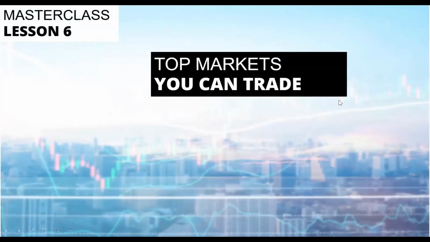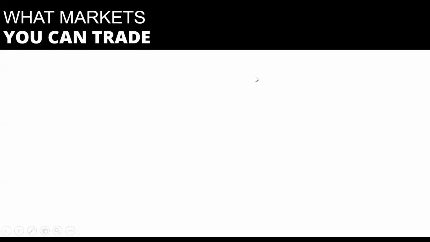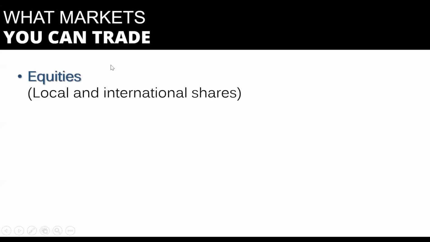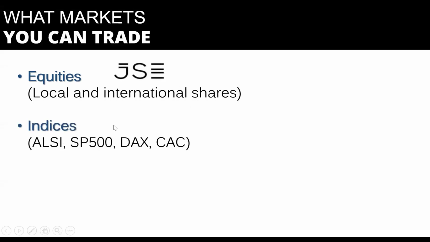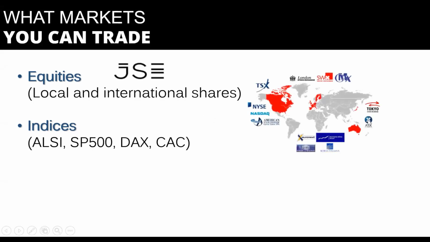Masterclass lesson 6, top markets you can trade. So what markets can you trade? The first one is that you can trade equities, which is also known as stocks or shares, and you can trade local and international shares. Then you can trade indices, which is, for example, the All-Share JSE Top 40 Index, the S&P 500, the DAX, the CAC, the ASX for Australia.